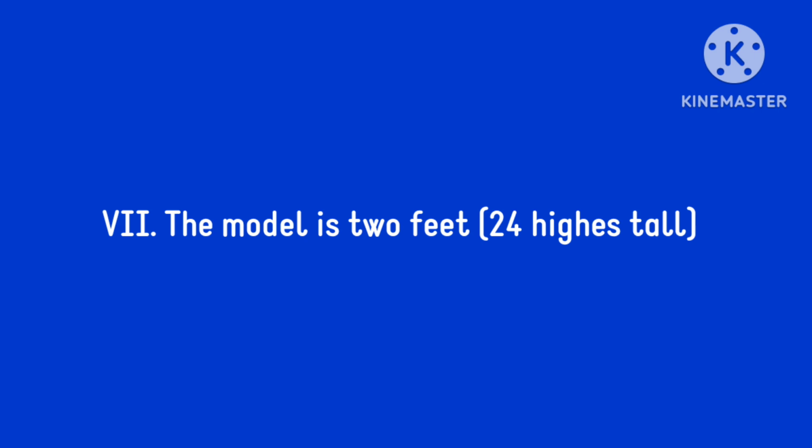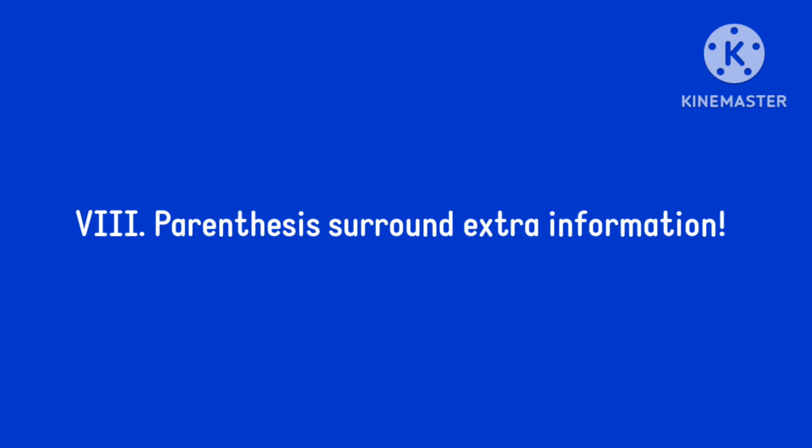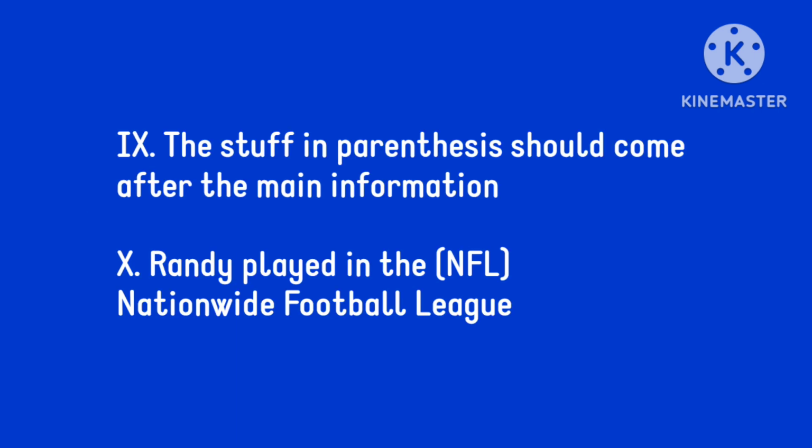I think you get the idea. The point is, we use parentheses to surround extra information in a sentence, kind of like we would with commas, but for more specific things. And other than that basic idea, there are really only 3 things that you need to remember when it comes to using parentheses. First, the stuff in parentheses should always come after the main information.